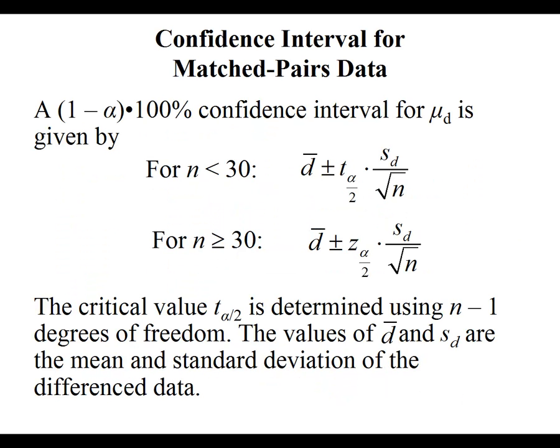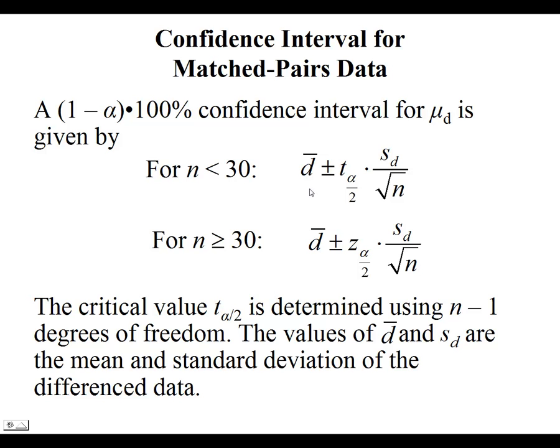Now, our confidence intervals for matched paired data, this essentially turns into a one sample. What we do is we merge the before and after, or the two different data points, into one value and treat it as basically a one sample. So if we're dealing with a small sample where n is less than 30, we're going to use a t-distribution. This d with a bar over it is the value of the mean for the difference data.